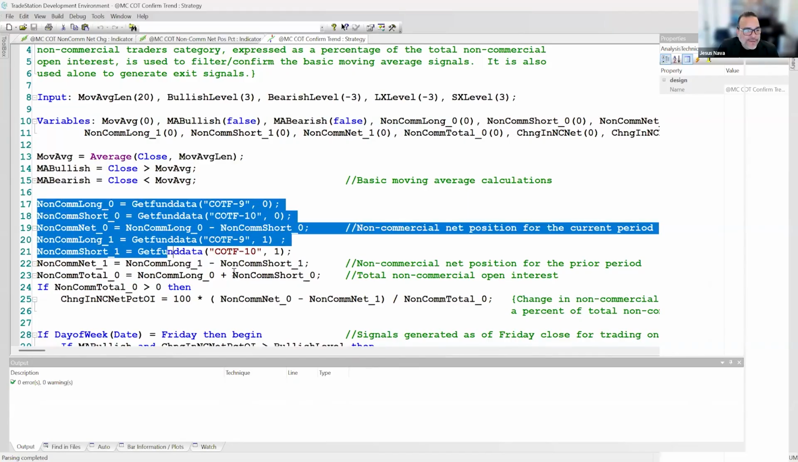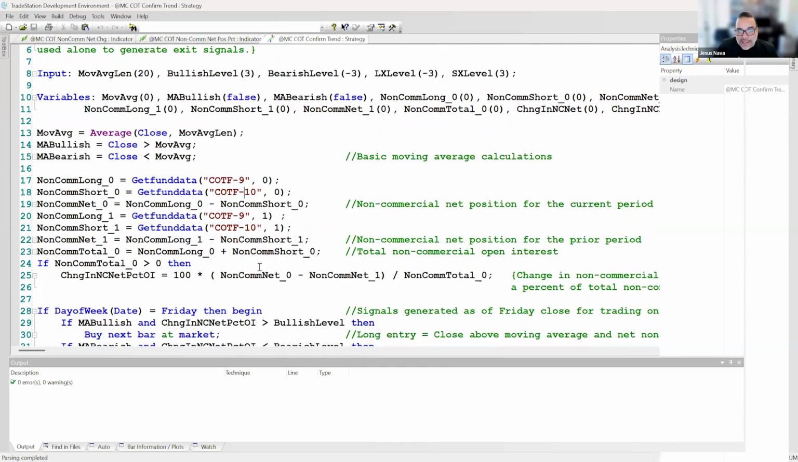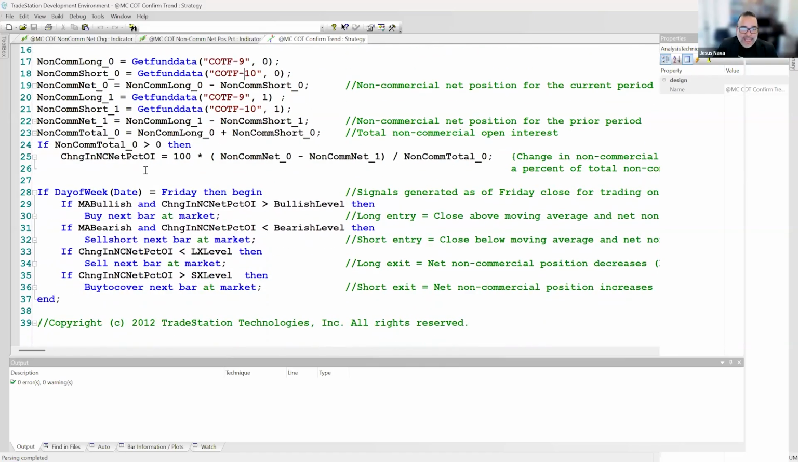But a lot of these lines, 17 to 25, is just the way that TradeStation EasyLanguage gets the CFTC data. This is COT futures, commitments of traders futures data, and it has some symbols and numbers depending on which type of data you want to read. The non-commercials have a specific code, and that's what we're reading from the data. Once we get the data, we make a calculation. We are comparing the non-commercials net current with the non-commercials net 1 bar ago, and then dividing it by the current non-commercial total. This will give us a percent change. We needed to calculate that to see if that percentage is going up or down.